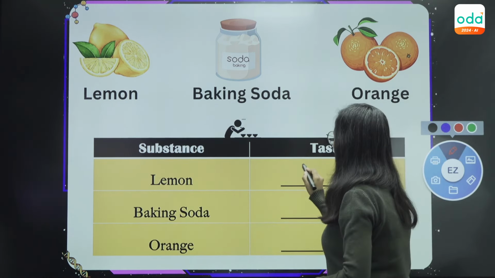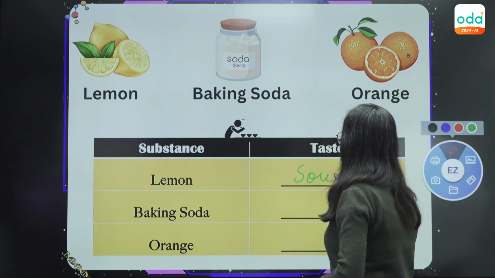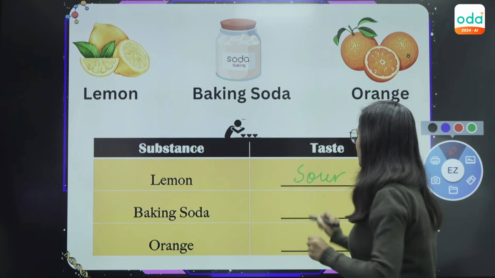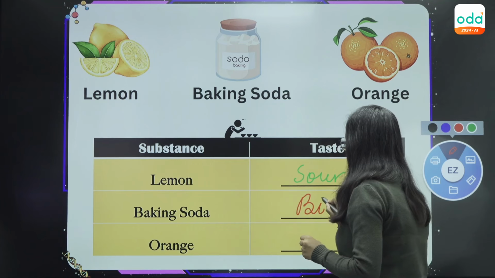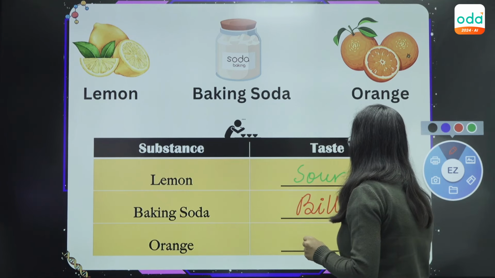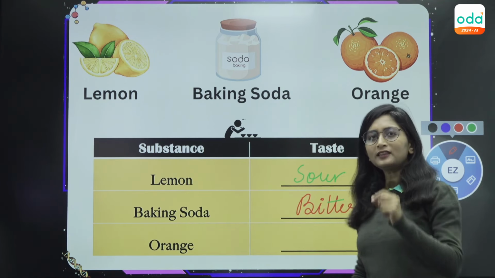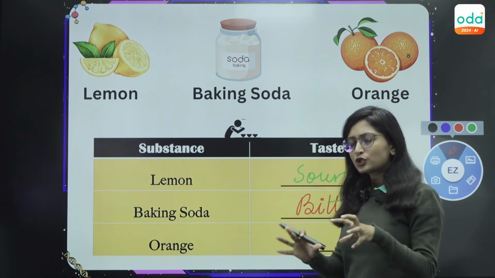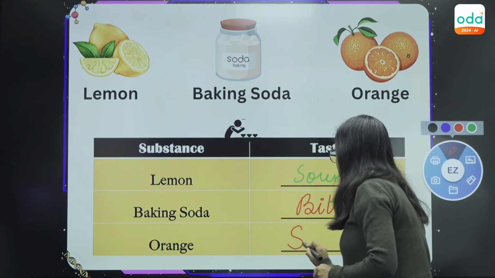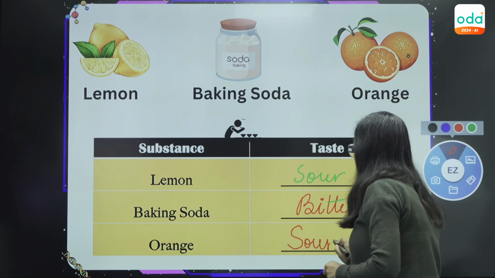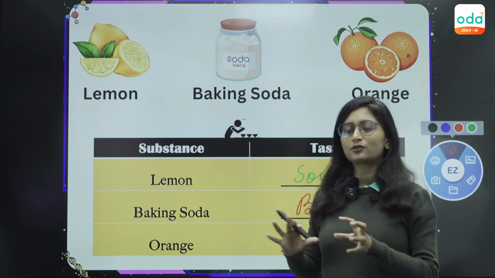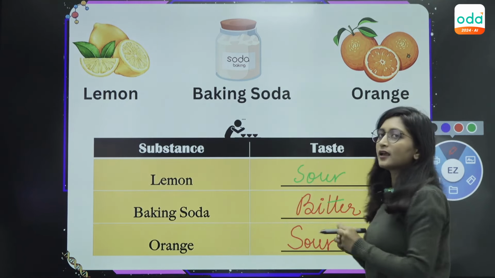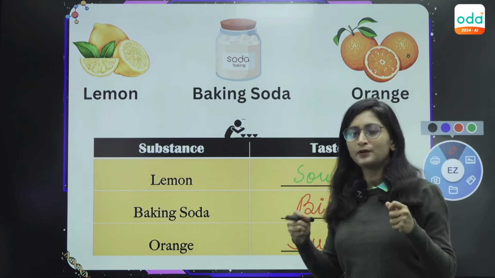For the lemon, we have sour taste, right? If we talk about baking soda, what would be the taste? The taste would be bitter, right? And if we talk about the orange, what would be the taste? For the orange, it tastes sour cum sweet. So we can say sour. Also, you feel it sometimes sweet when it ripens, right? So here we can see that some items taste sour and some items taste bitter.